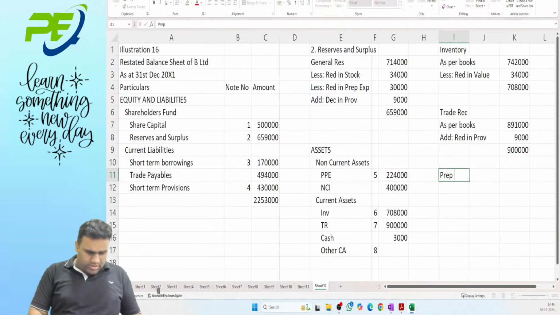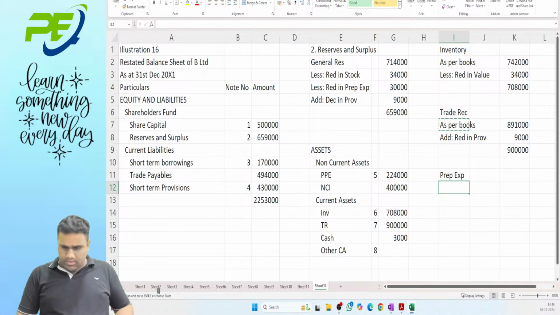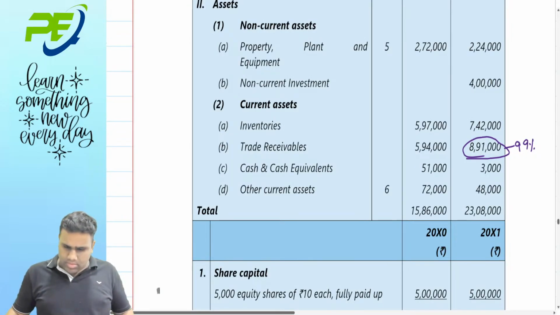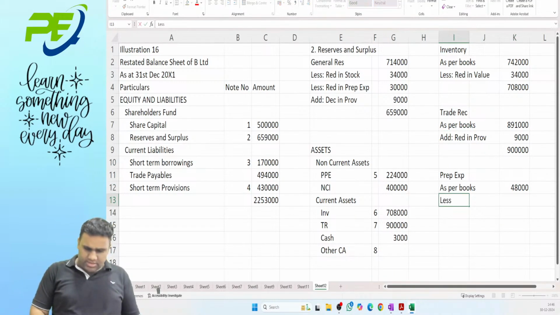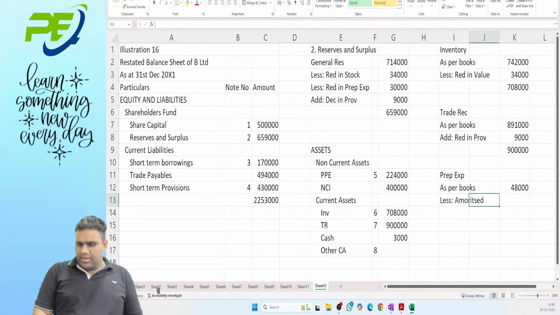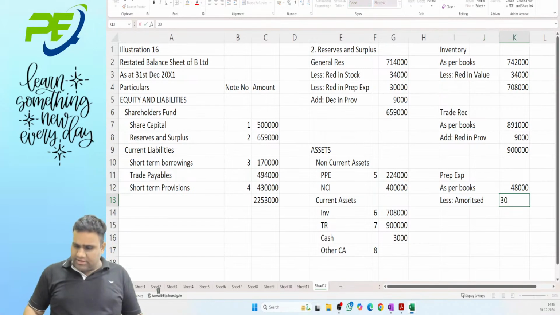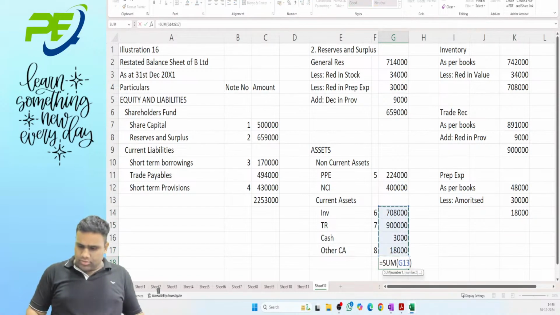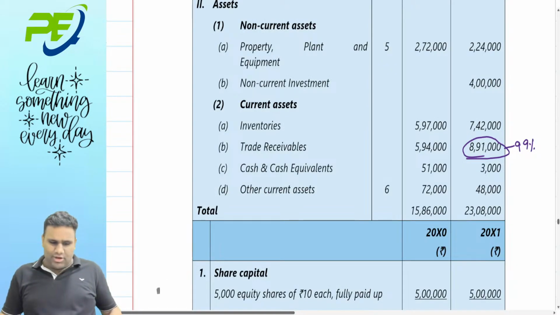And finally, prepaid expense, any change? Yes. So four notes. Prepaid expense as per books 48,000. 48,000 less amortized deduction, 30,000 that we are writing off. So revised value 18,000. So total 2253. Everyone, now again I'll tell you one simple logic, guys.